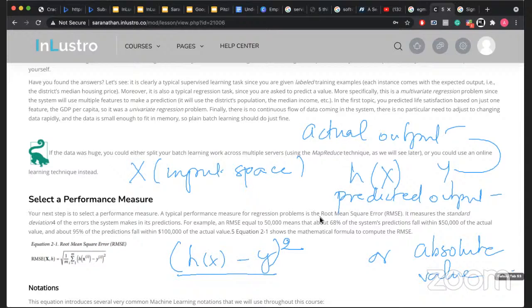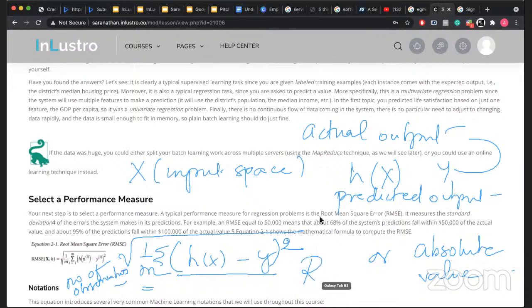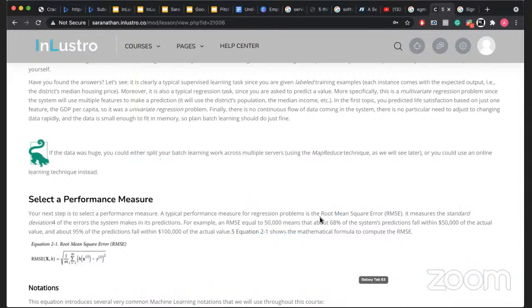In the case of RMSE, you choose to square, right? So you square it and then you take the average, where M here is essentially the number of observations. Basically, the size of the input training set. So then you take a square root. So this is RMSE, root mean square.